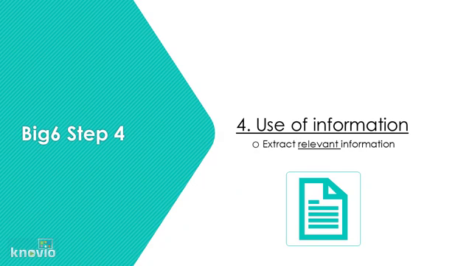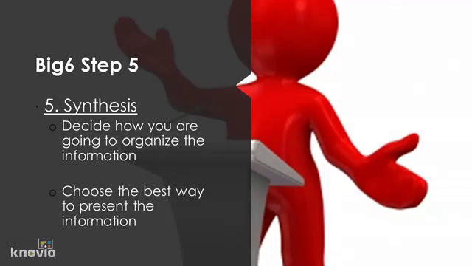The fourth step is the use of information step. In this step, you need to extract the pertinent information through your resource. In this step, ask yourself, what information helps me answer this question? And how can I best use each resource? Do I need to use all of it or just parts? The fifth step is the synthesis step.